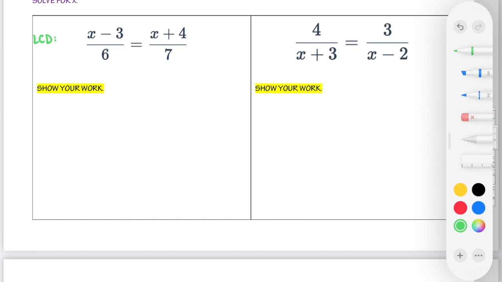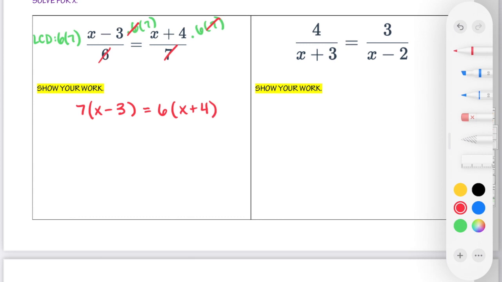If I want to do a least common denominator for this, I have a denominator of 6 and a denominator of 7, which are different numbers and they don't go into one another at all. So my LCD would be 6 times 7. So I can multiply both sides by my LCD, 6 times 7 and 6 times 7. And that would cancel out, the 6's cancel out here, the 7's cancel out here. So I would get 7 parentheses x minus 3 equals 6 parentheses x plus 4.